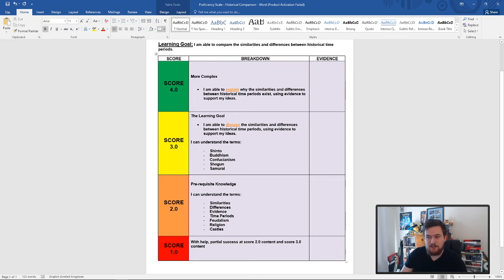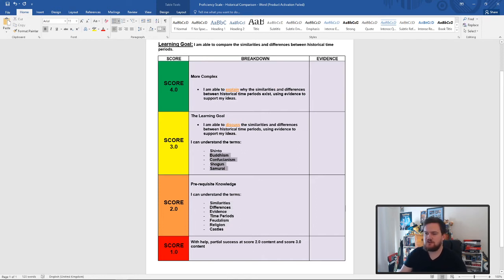You will also be able to tell me what these 5 words mean. Those 5 words are the important ones: Shinto, Buddhism, Confucianism, Shogun, and Samurai. You'll be able to tell me what all of them mean. In order to get to this point, you probably need to know what some of these words mean. You probably have an idea of them. You know what a similarity is, a difference, what evidence is, time periods, feudalism, religion, castles, that kind of stuff. But if you don't know what any of those words mean, then do very quickly remind yourself so that you can get back into the swing of things.